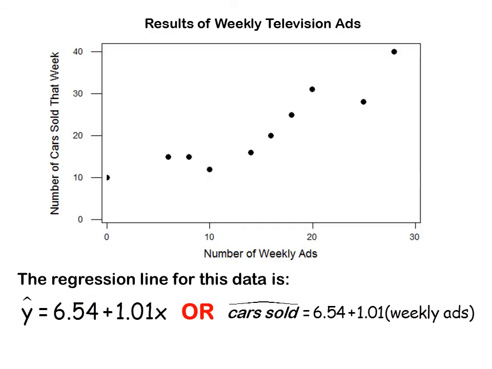So here are the results. The regression line for this data is y hat equals 6.54 plus 1.01x, or we can substitute the words instead. Cars sold hat equals 6.54 plus 1.01 times the number of weekly ads. If we use the variables y hat and x, please make sure that you define what y and x stand for.